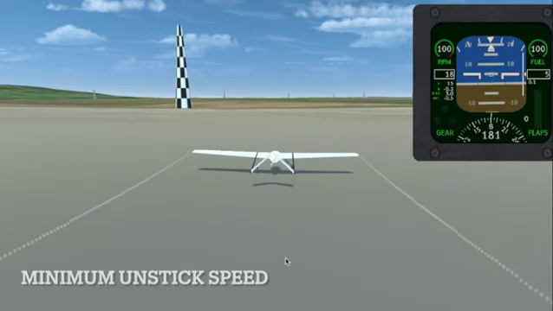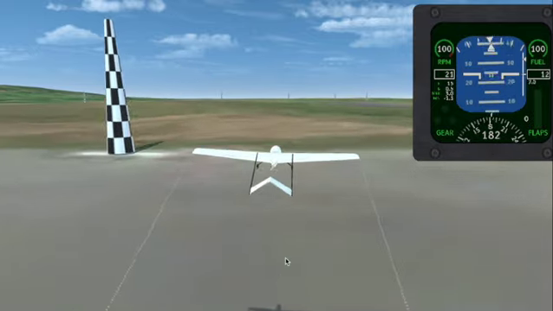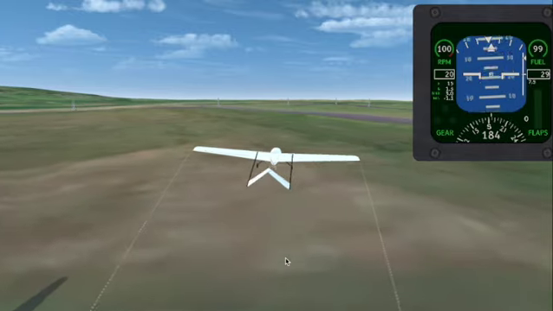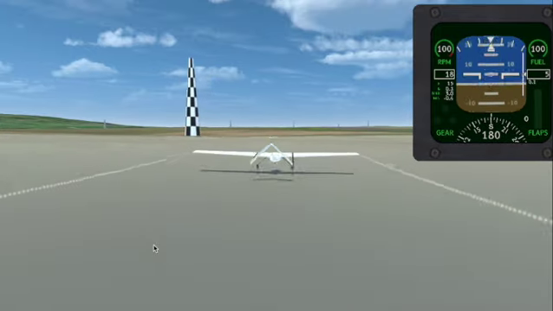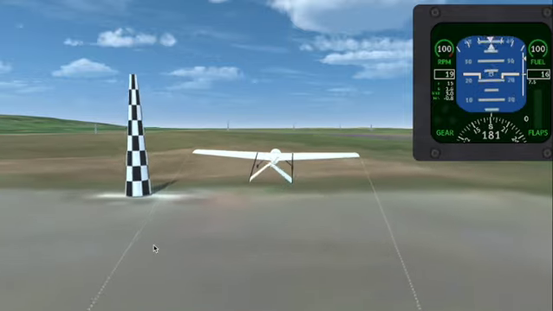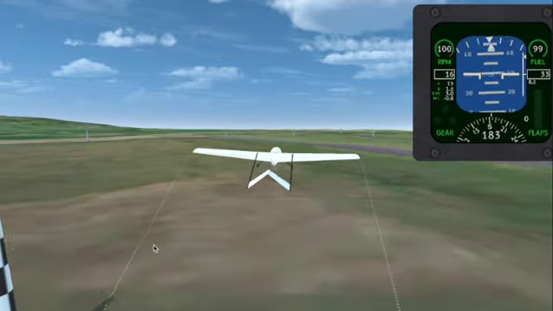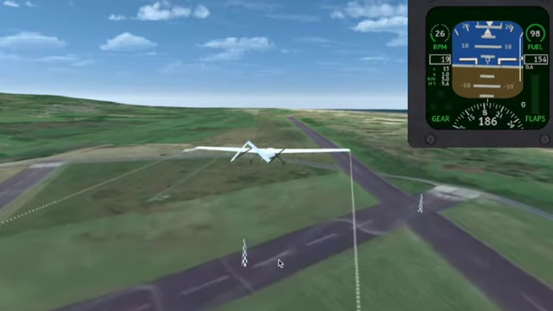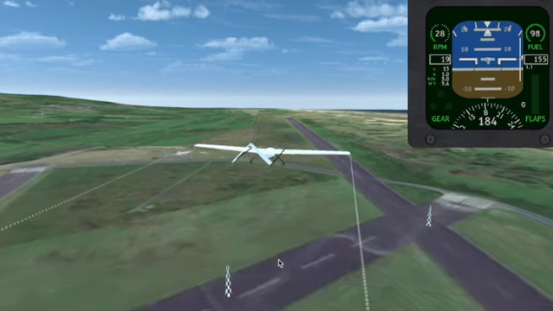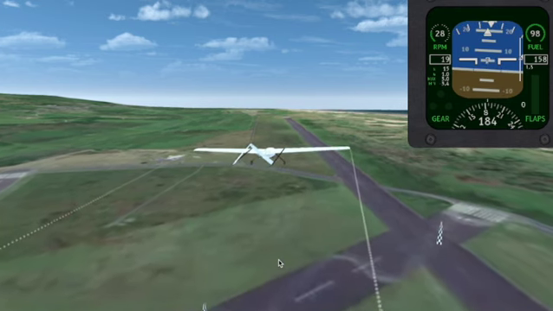The minimum speed for the aircraft to take off with both the flaps deployed and not deployed was found to be around 18 meters per second for both. The cruise speed was trimmed at 30 rpm and at an elevator angle of 6 degrees.